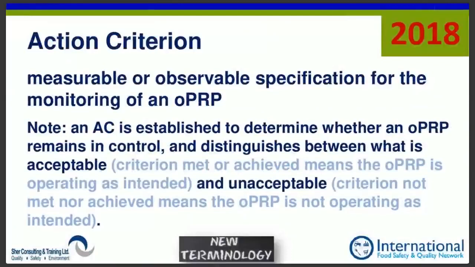Okay. Now, this is just a note that I quote from the standard. The standard has notes. It says an action criterion is established to determine whether an OPRP remains in control. And it distinguishes between what's acceptable and unacceptable. And if you read the light font, it explains what acceptable and unacceptable is. Acceptable is criterion met or achieved. That means it's operating. Unacceptable, not met or achieved, is not operating as intended. So it's the same thing as a critical limit, but it's not a measurement necessarily. It could be an observation, or it could be a measurement offline.